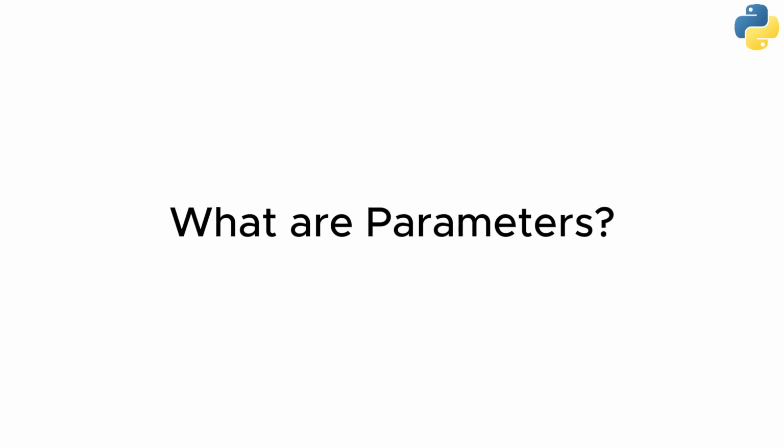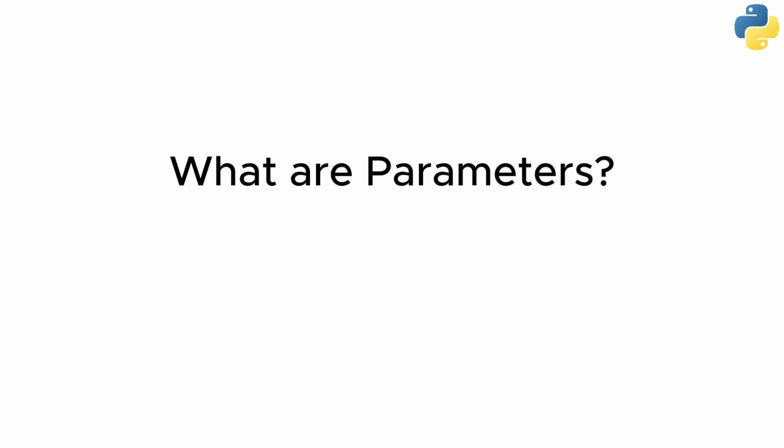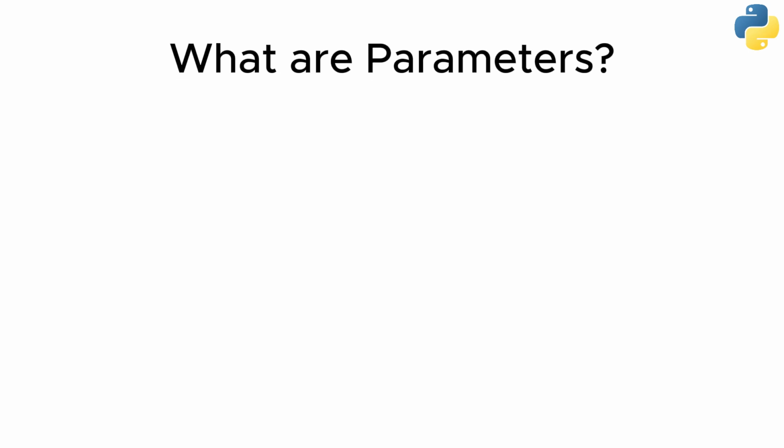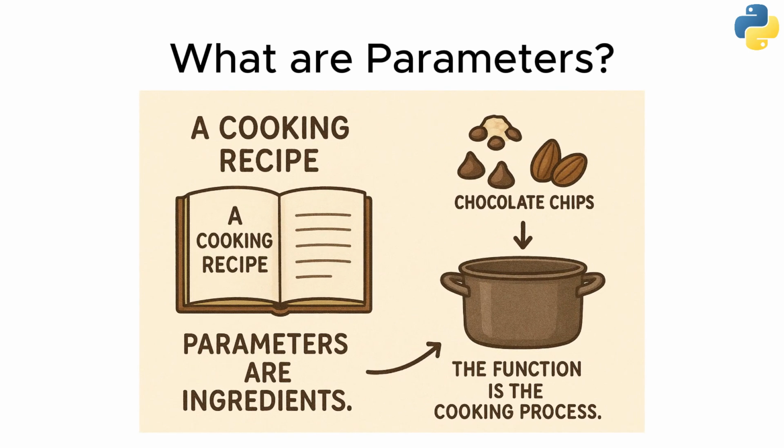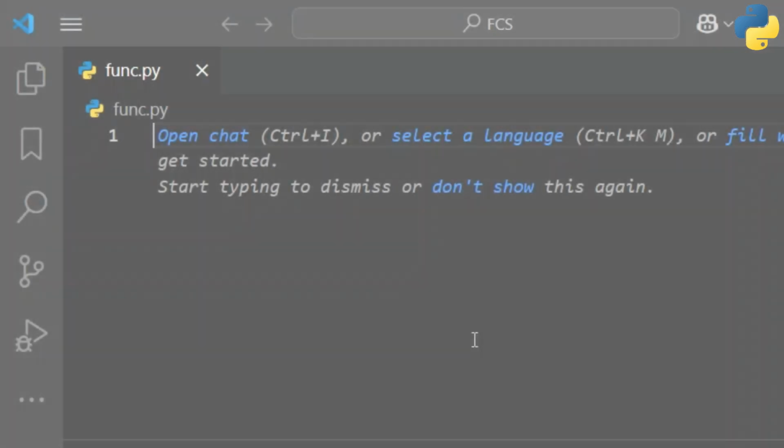Now, functions are great for repeating tasks, but what if you want your function to do something slightly different each time? This is where parameters come in. Think of parameters like the ingredients you give to a recipe. A cookie recipe always tells you how to make cookies, but you can change the ingredients, maybe add chocolate chips or nuts to get slightly different cookies.